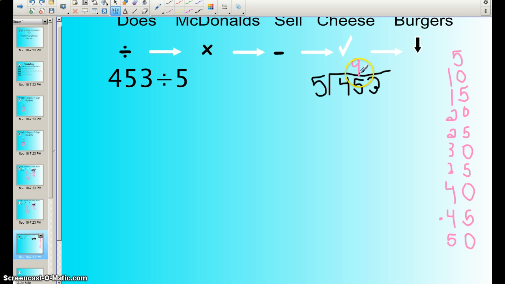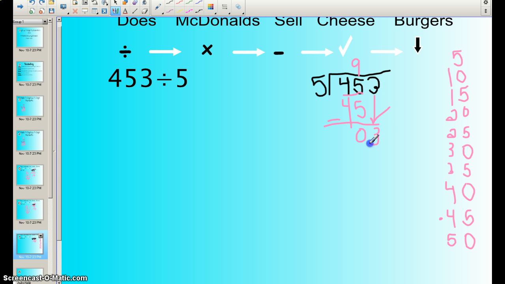And I'm putting my 9 directly above my 5 because it's not going into the 4, it's going into 45, that whole number. So 9, now I'm going to multiply. 9 times 5 is 45. And the next step after multiplying is subtracting. 45 minus 45 is 0. Now I'm going to bring that number down. Bring 3 all the way down.